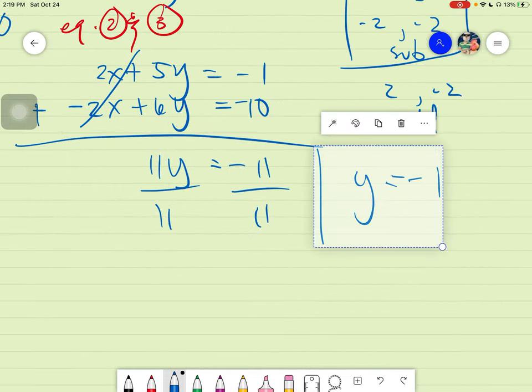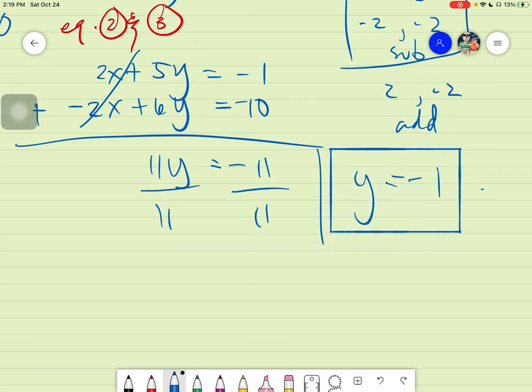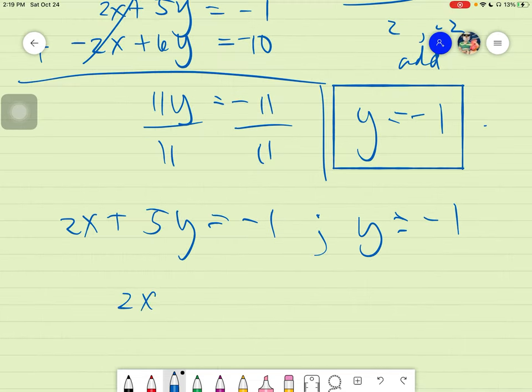The next one, let's try to solve for x. We know that our y is negative 1. We take one equation, say 2x plus 5y equals negative 1, and then we have y equals negative 1. Solving for x, 2x plus 5 times negative 1 equals negative 1. I always tell my students this: if you do not touch them, then do not remove them. I did not touch 2x, 5 as well. I touched y, so I removed y and replaced it with the value of negative 1. I did not touch negative 1, so it's retained here.